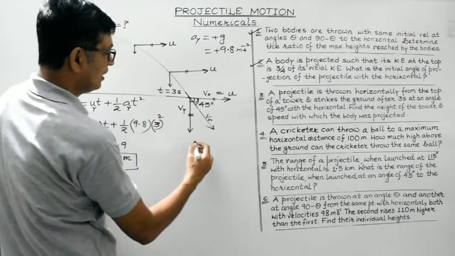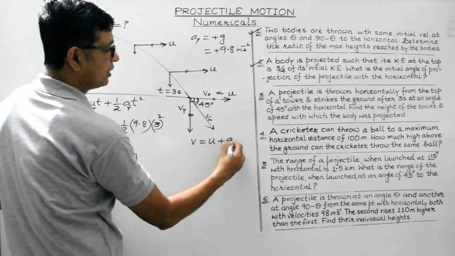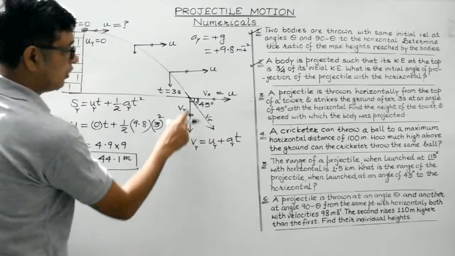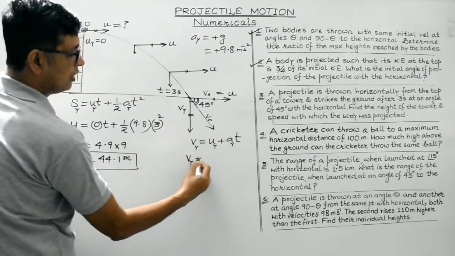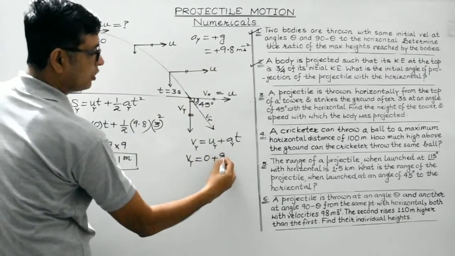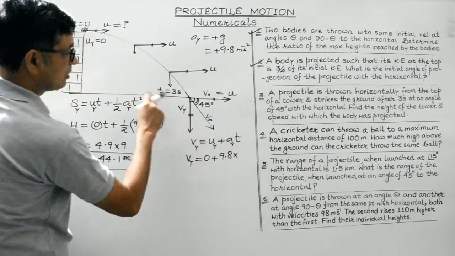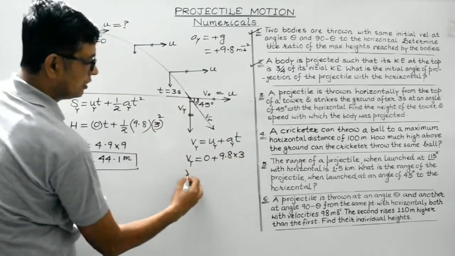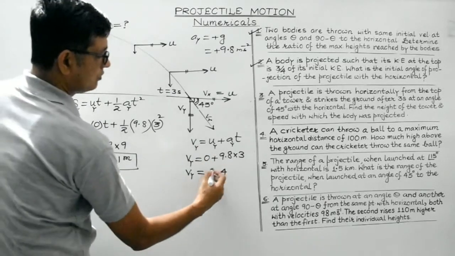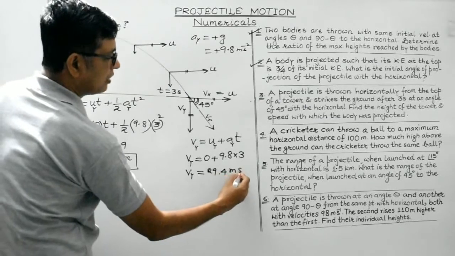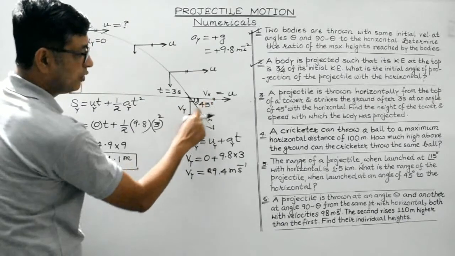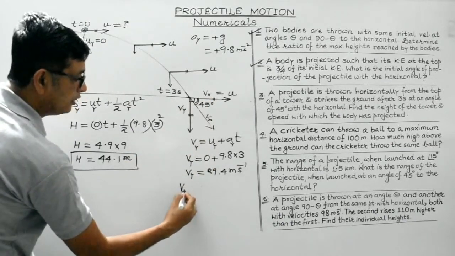Clear? So now let's consider the first equation of motion, v equals u plus at, along vertical. Now let's find out Vy. Uy is 0. Ay is plus g, that is 9.8. Time is the total time of flight, that is 3 seconds. So Vy is equal to 29.4 meter per second.